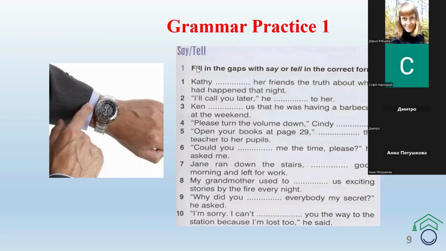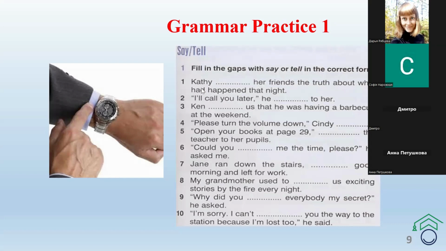Тут вставлять или say, или tell, правильно? Yes, або say, або tell. Yeah? Catches tell her Fritz. Ой, почему?